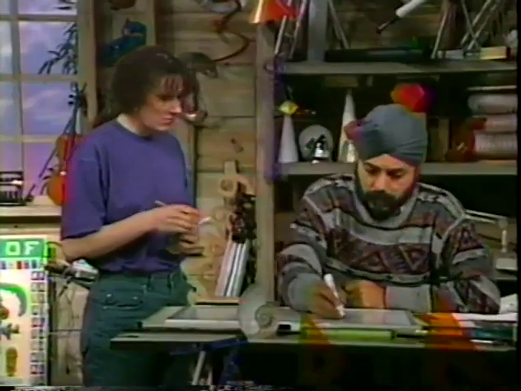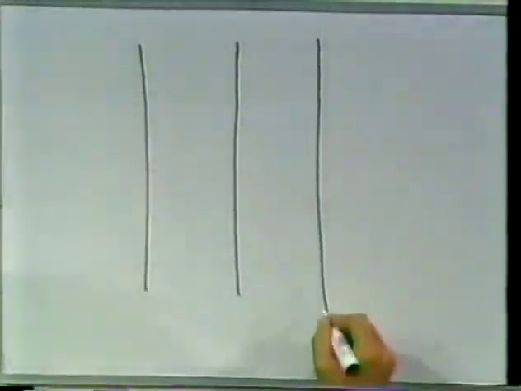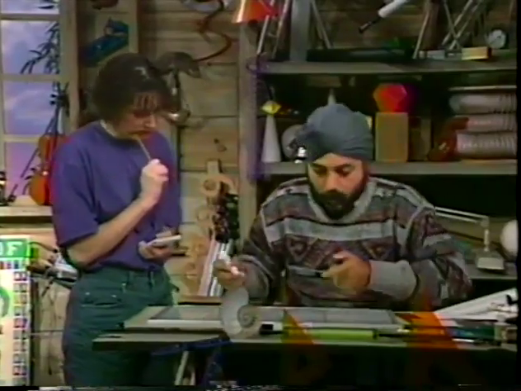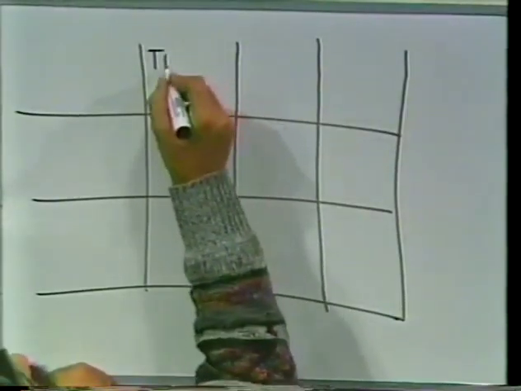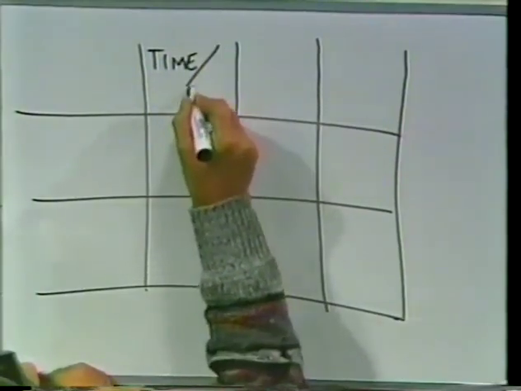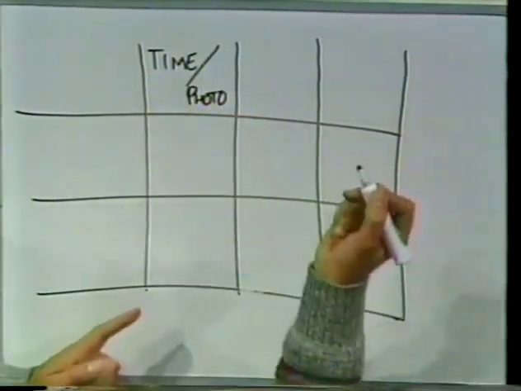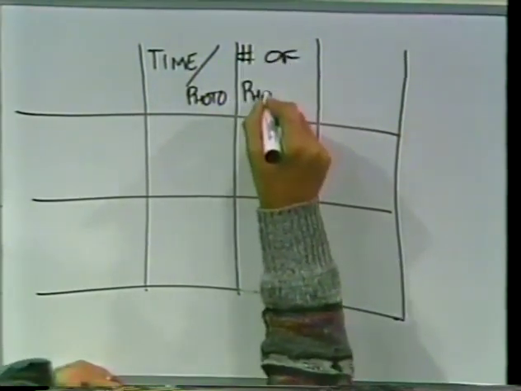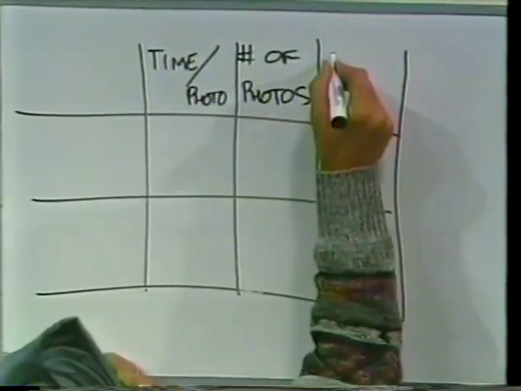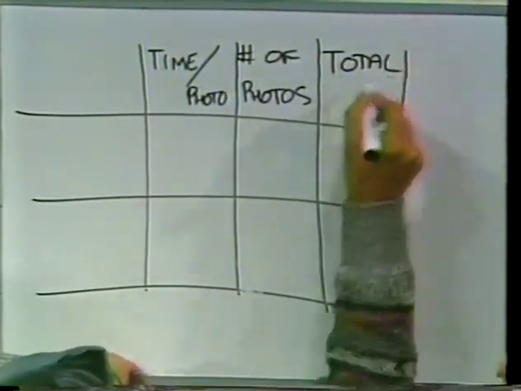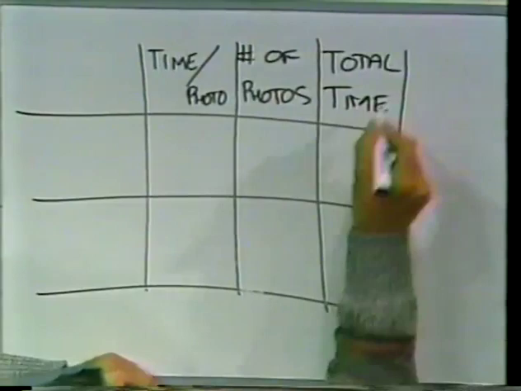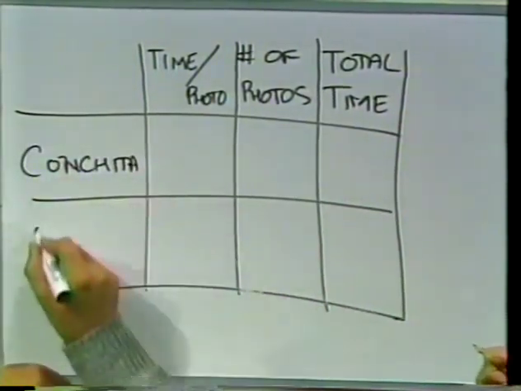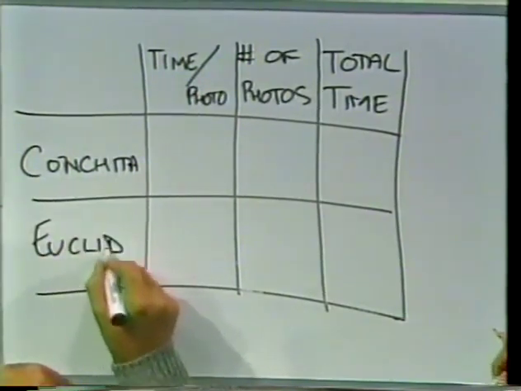So let's do it with a table. One column can show us the time per photo. The next column can show us the number of photos. And the last column can show us the total time taken. Okay. So let's fill the table for Conchita and Euclid.